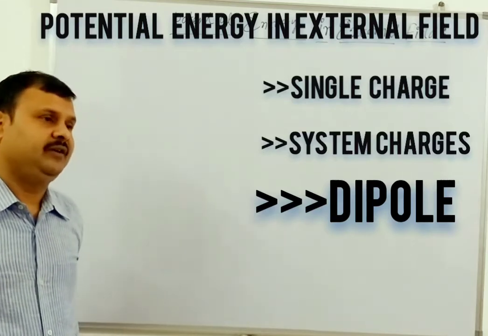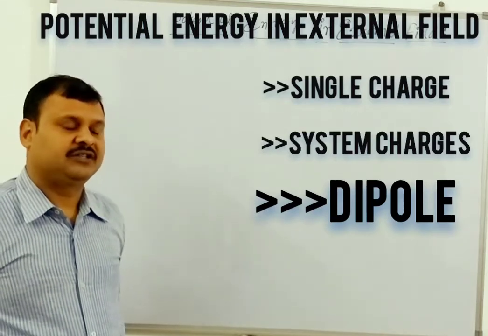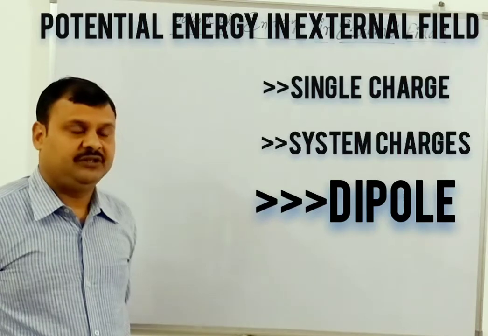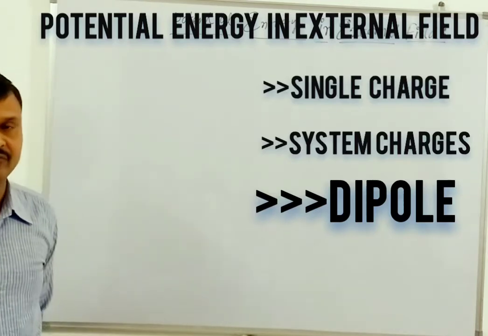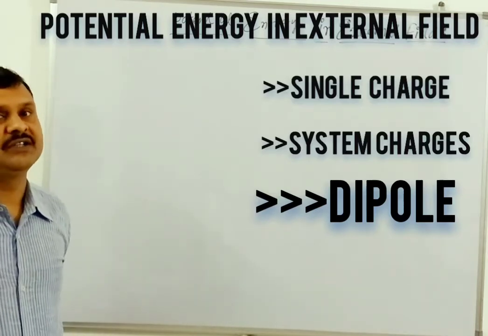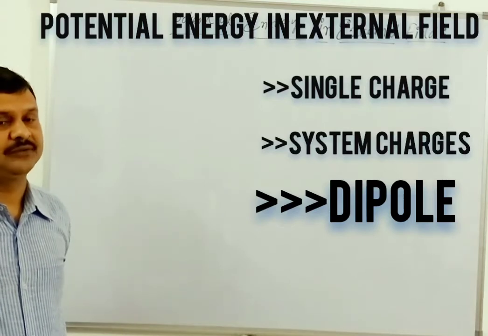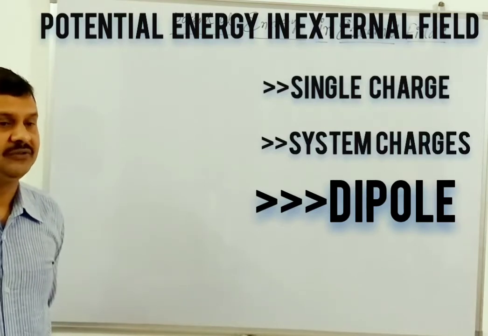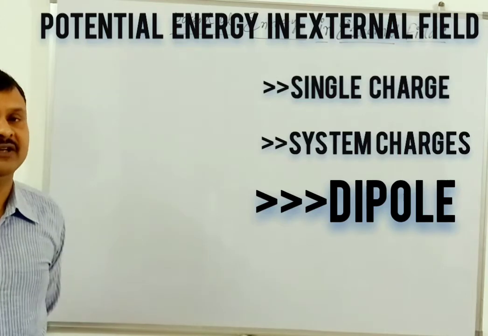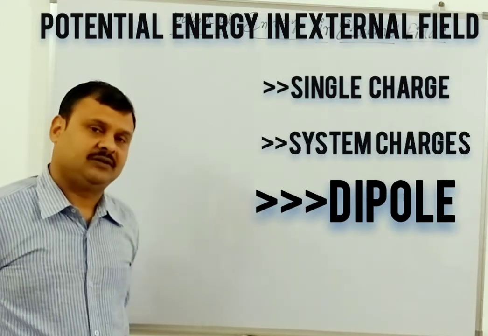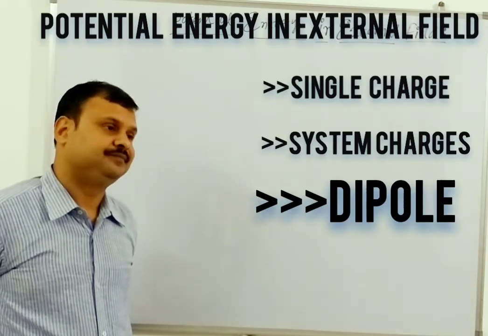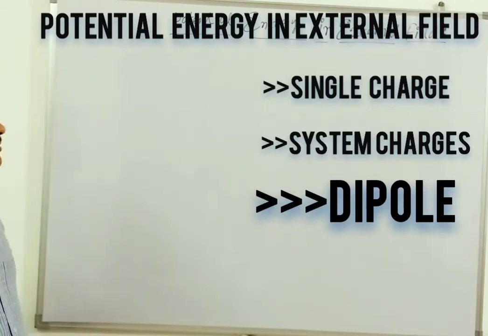Now there could be an electrical field externally exposed to one charge, a system of charges, or a dipole. In that case, what external energy is needed to do work to get a configuration in that electrical field? It will ultimately be stored inside that system of charges as potential energy, and we will now discuss this.